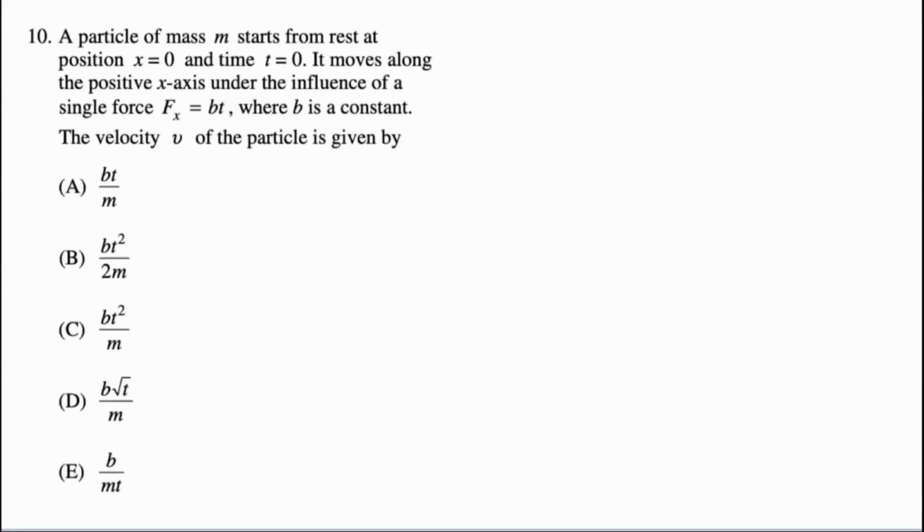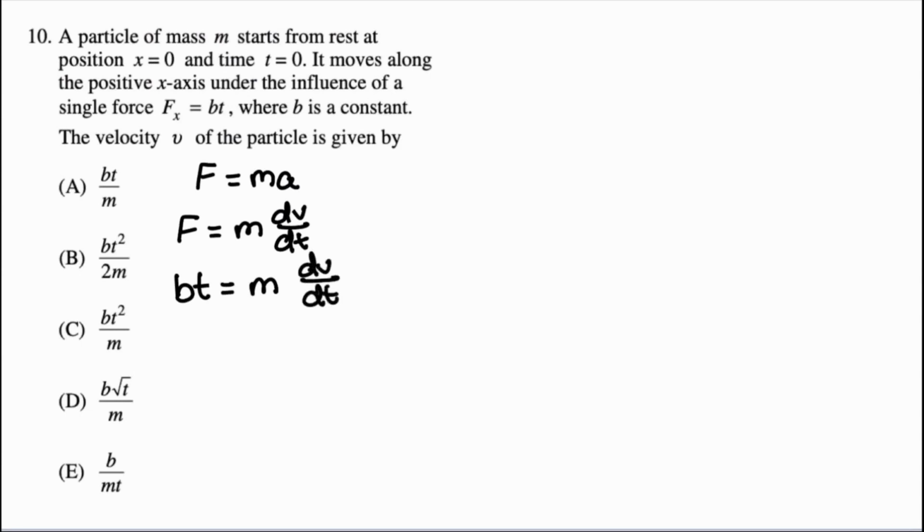So this is our first calculus aligned question. So we're going to use our formula F equals ma, but we're actually going to rewrite a as dv/dt. So we can rewrite the formula like this, and then just sub in what F is equal to, which is bt is equal to m dv/dt.